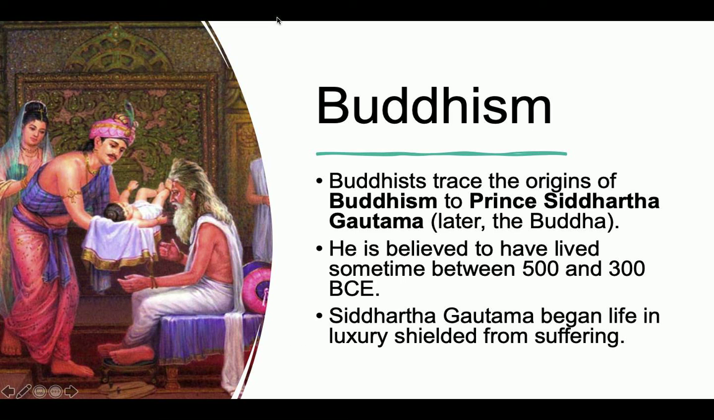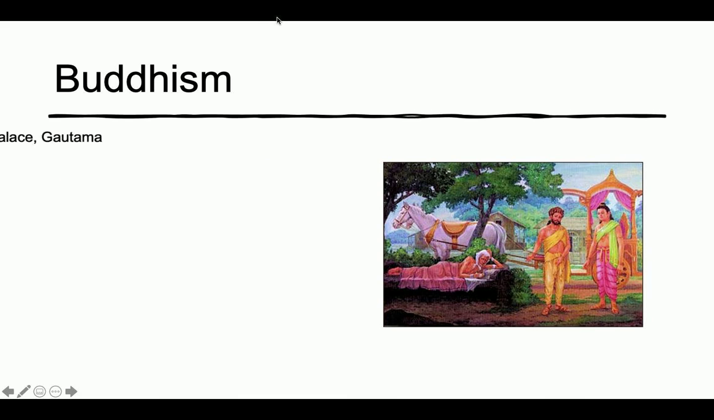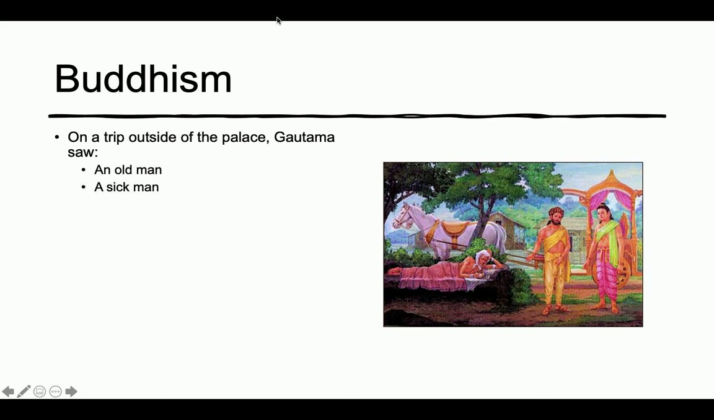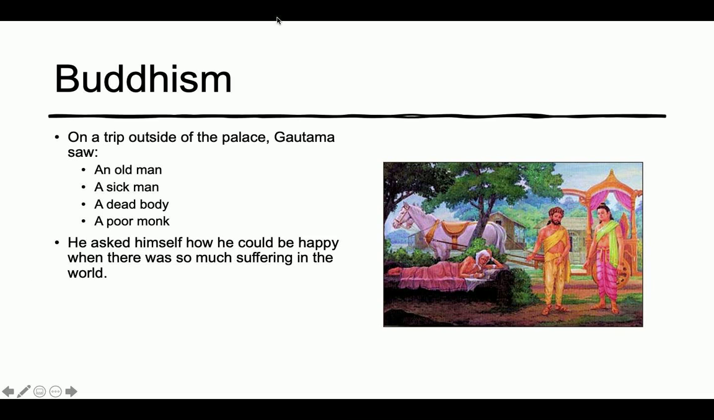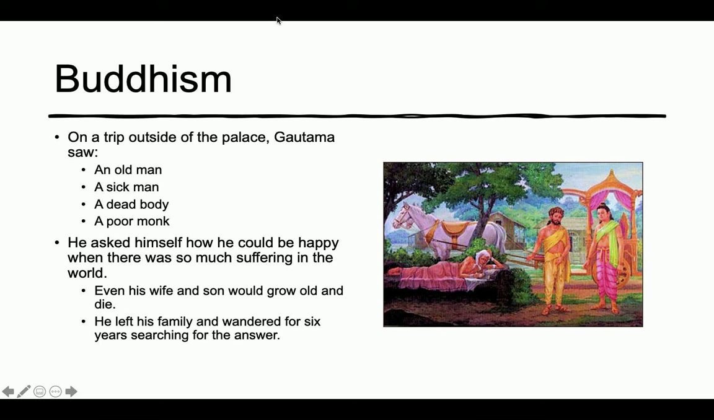Siddhartha Gautama began life in luxury, shielded from suffering. On a trip outside the palace, Gautama saw an old man, a sick man, a dead body, and a poor monk. He asked himself how he could be happy when there was so much suffering in the world. Even his wife and son would grow old and die. He left his family and wandered for 6 years, searching for the answer.